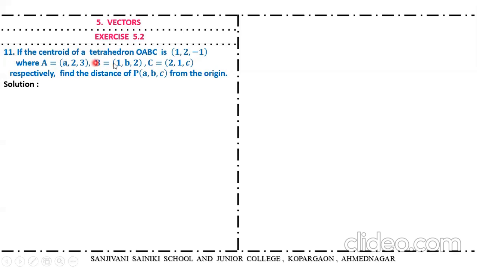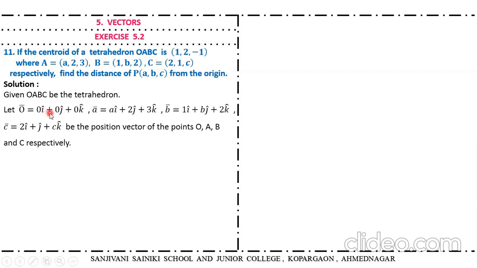11th example: if the centroid of the tetrahedron OABC is (1, 2, minus 1), with A given as (a, 2, 3), B given as (1, b, 2) and C given as (2, 1, c) respectively, find the distance of the point P(a, b, c) from the origin. Now it is given that OABC is the tetrahedron. So let O bar be 0i plus 0j plus 0k, A bar be ai plus 2j plus 3k, B bar be 1i plus bj plus 2k, and C bar be 2i plus j plus ck, the position vectors of the points O, A, B and C respectively. Let G bar be the position vector of the centroid of the tetrahedron OABC.